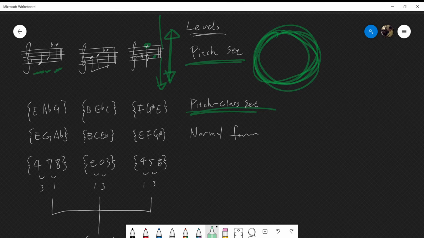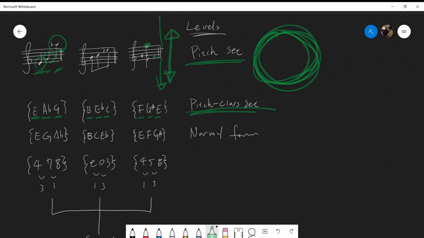So we disregard the octave and just write it as E, A flat, G; B, E flat, C; F, G sharp, and E. These are pitch class sets, right? So there's a difference between them. The top one is closer to the actually sounding notes. The bottom one is more abstracted.